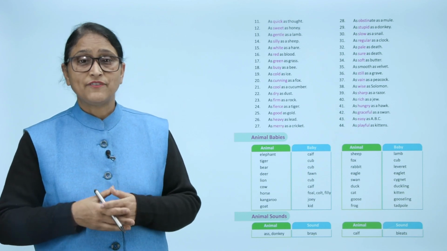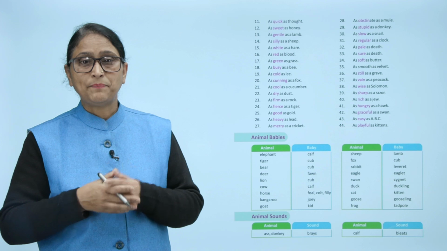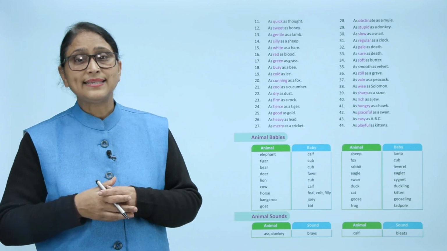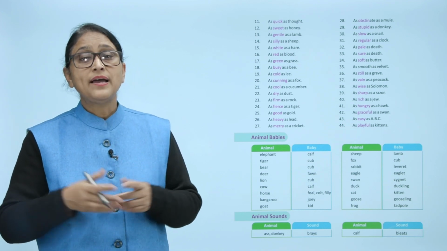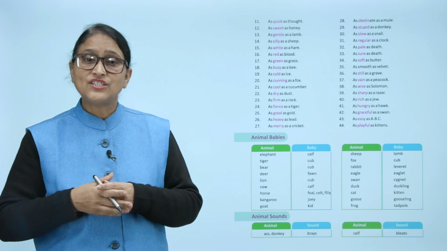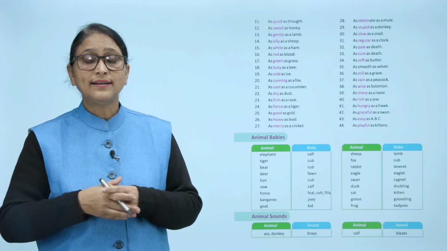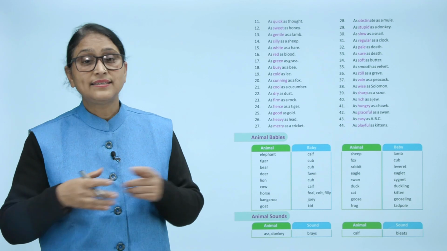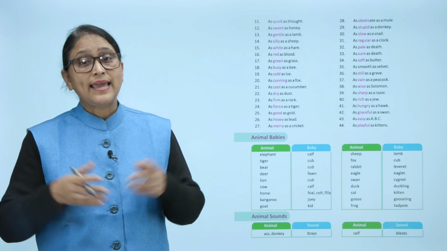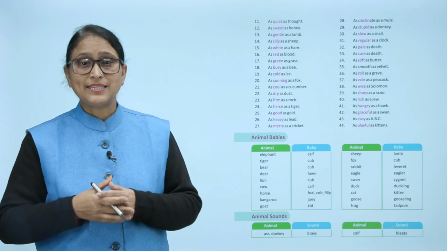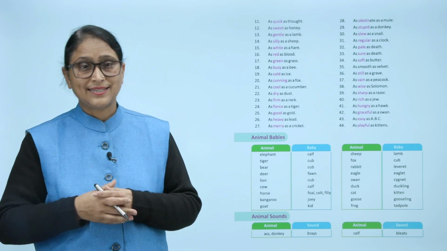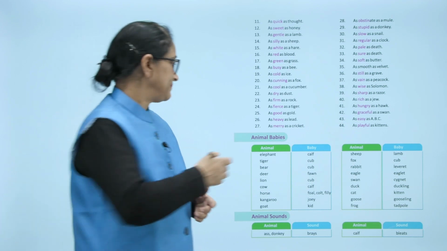as still as a grave, as vain as a peacock, as wise as Solomon, as sharp as a razor, as rich as a Jew, as hungry as a hawk, as graceful as a swan, as easy as ABC, as playful as a kitten.